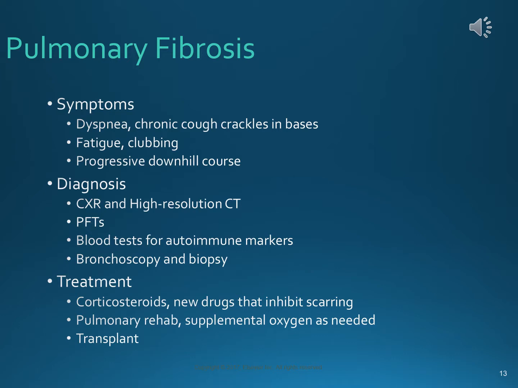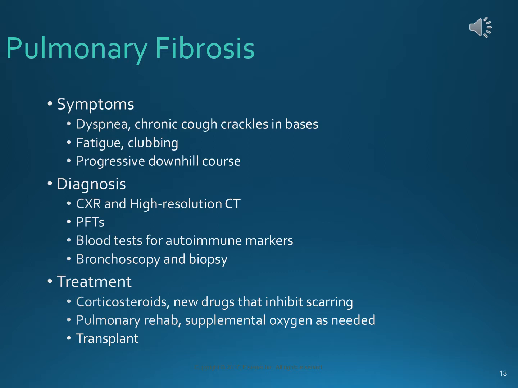Pulmonary fibrosis is a progressive disease. The onset can be insidious, and then eventually you get dyspneic. With a chronic cough, you'll have crackles in your bases, severe fatigue, and because of the chronic lack of oxygen, you get clubbing. It's, as I mentioned, progressive, and it is a downhill course. There are no periods of stability with exacerbations as there is with COPD, but it just continues to get worse and worse. They diagnose it with a chest x-ray and a CT.